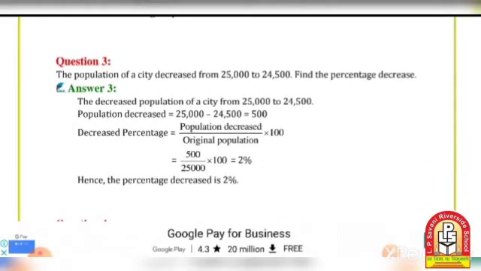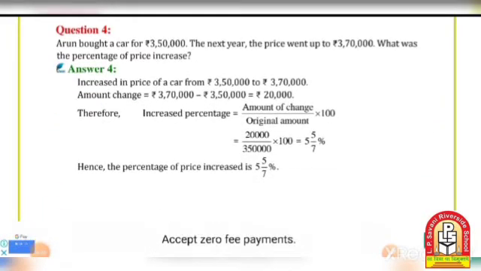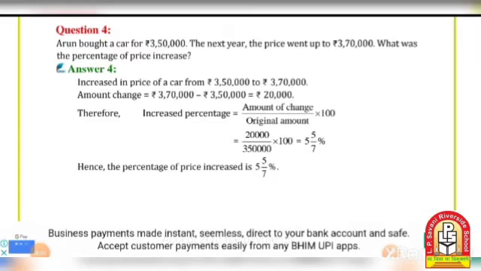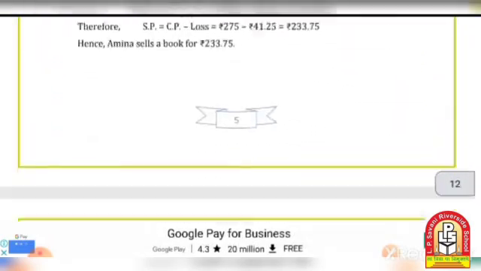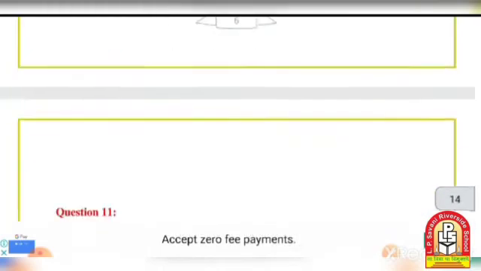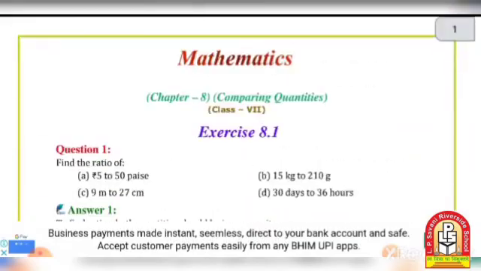In question number 3, in question number 4, Arun bought a car for 3,50,000 rupees. This kind of word problem we have to solve in this chapter. Okay, in the next exercise, there are only 4 exercises in this chapter, so this kind of problem we have to solve.